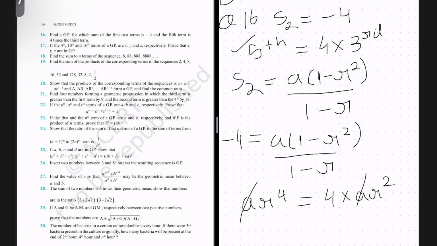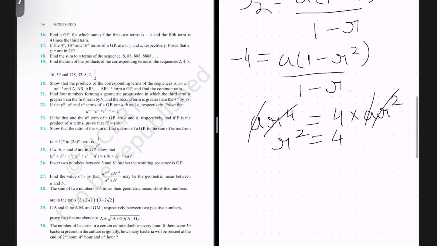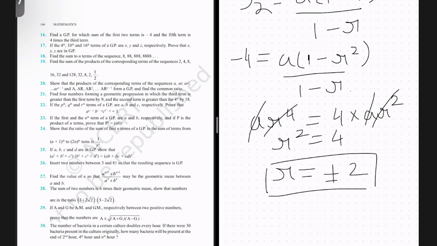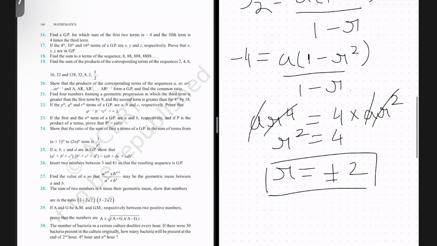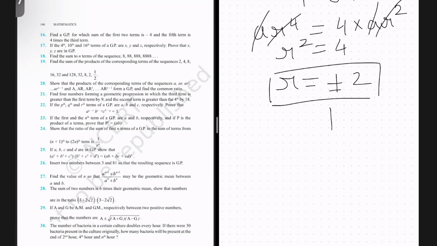So cancelling this out, you get r^2 equals 4, and when you solve for that, you have r being equal to plus or minus 2, right? Using the values here, let us solve for r. First solve for r equals 2, and subsequently we are going to be solving for r equals -2, right?